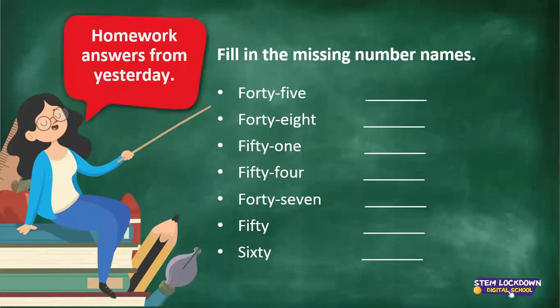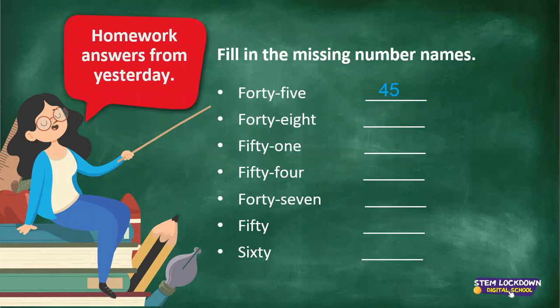Yesterday's homework. You had to fill in the missing number names. The name is 45. Now you have to give me the symbol. Please take your books out. And while I'm giving you the answers, you mark your work. Ready? I don't see your books yet. Get your books. Did you do your homework? We're going to start now. Good. The first one, 45. The symbol is a 4 and a 5.